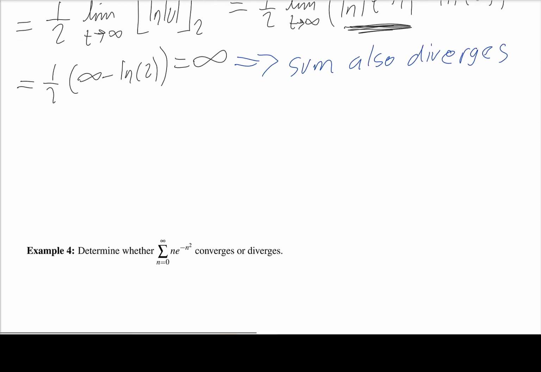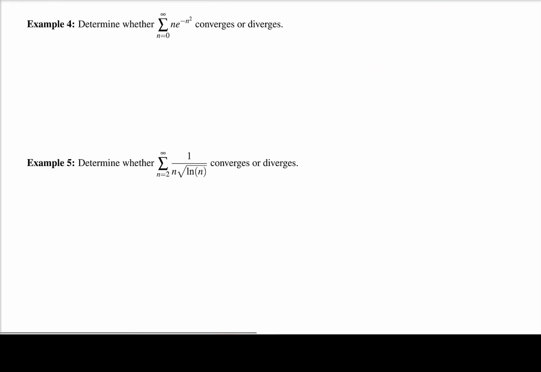Okay, now let's move on to example 4. Here, I notice, okay, if I want to use my test for divergence, then what I would get is we'd have some fraction n over e to the n squared. And so we could use L'Hopital's rule, or we can see that this exponential function is going to be growing faster than this linear function right here. And so the bottom's going to go to infinity much faster, which means that this limit's going to go to 0. So we know our test for divergence is going to fail.